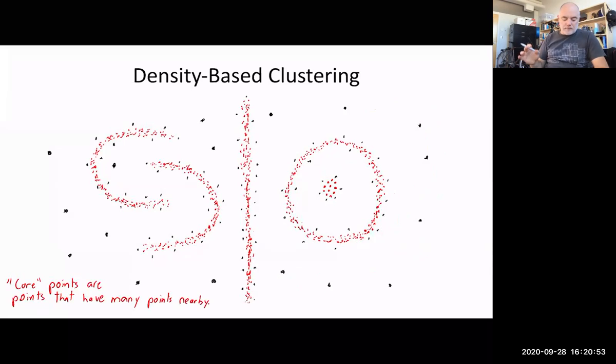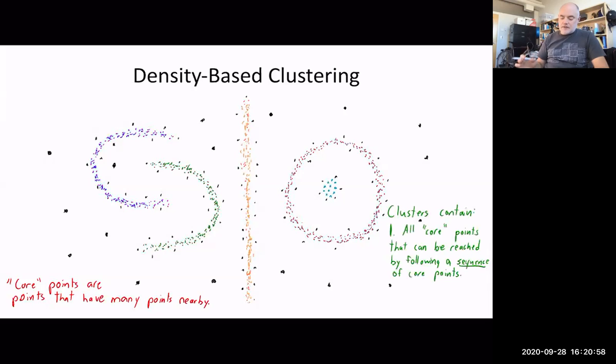So core points are points that have many points nearby. We just went through that. Clusters contain all core points that can be reached by following a sequence of core points. Okay, so that's these 5 clusters, right? But now watch carefully. Say for instance here and here and here. Okay, watch the colors change. Everybody can see the cluster colors change, I hope.